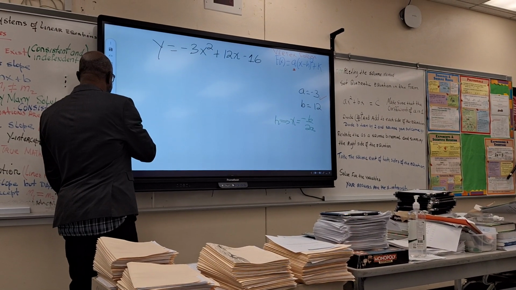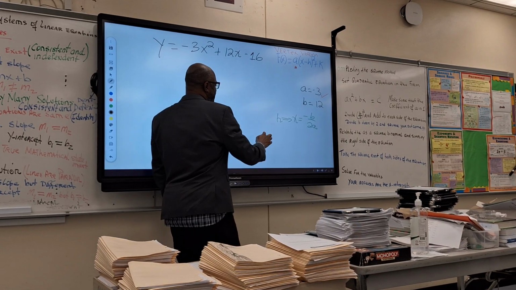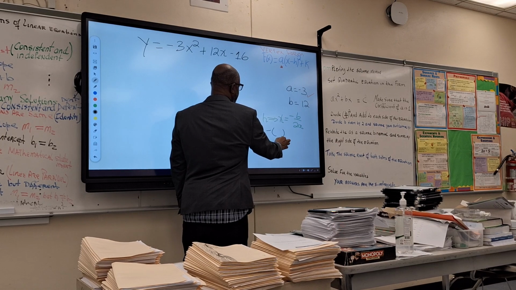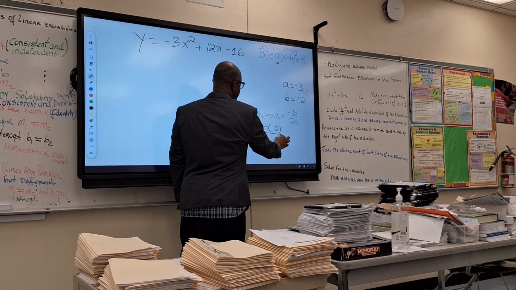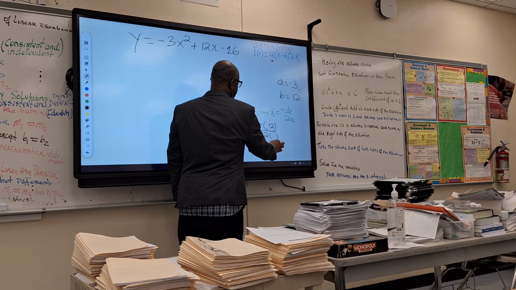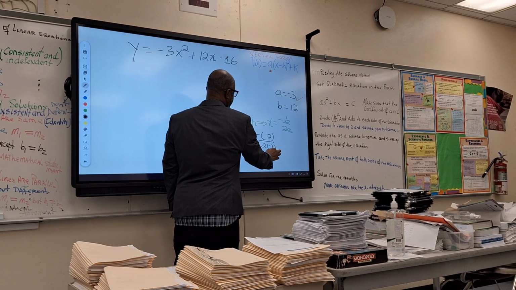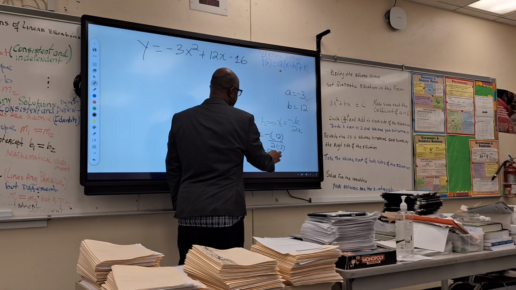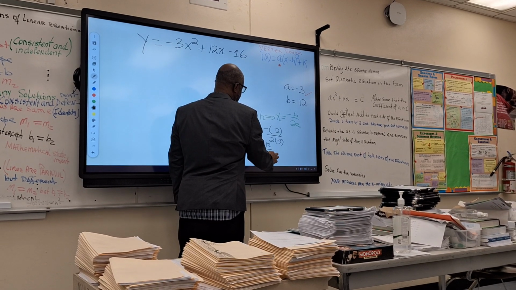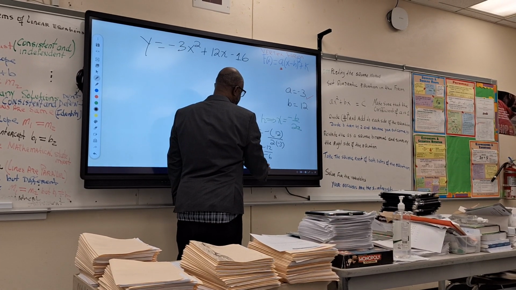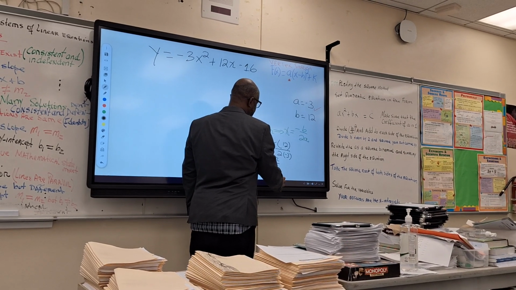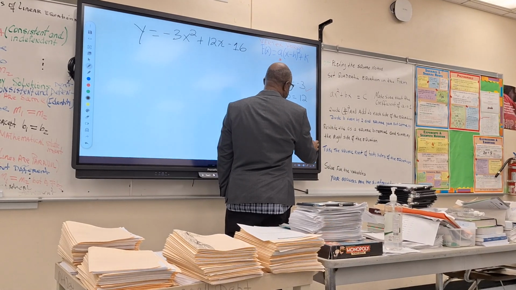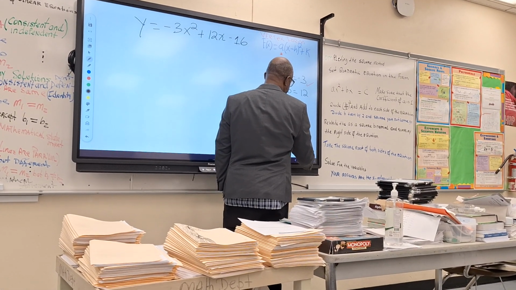So let's use the axis of symmetry: x equals negative b over 2a. What is b? 12, over 2 times a, which is negative 3. So we'll have x equals negative 12 over negative 6, therefore x is 2. In this case, h is equal to 2, x is equal to h. Now we need to find k, which is y.